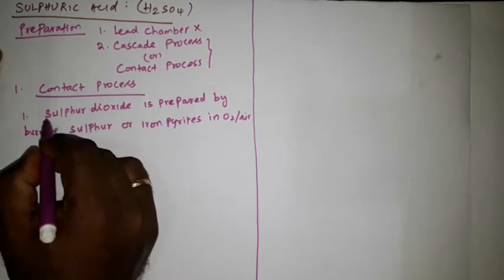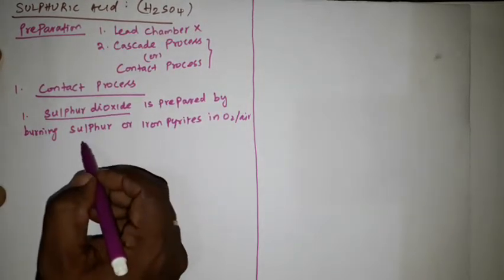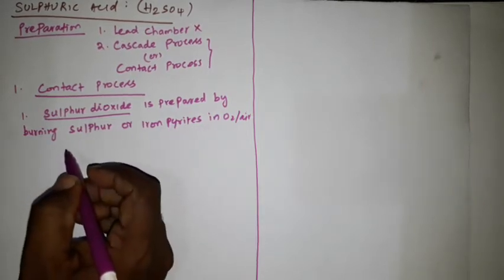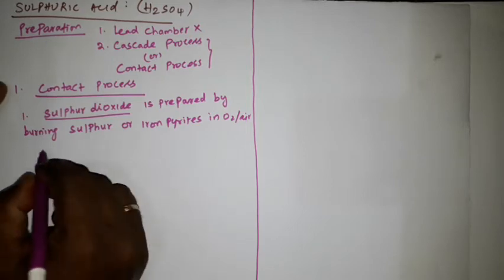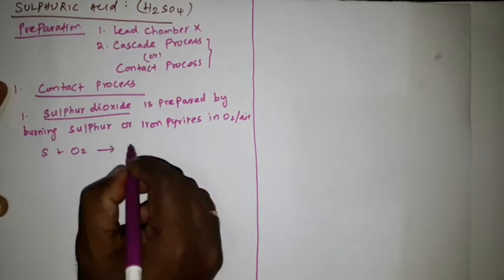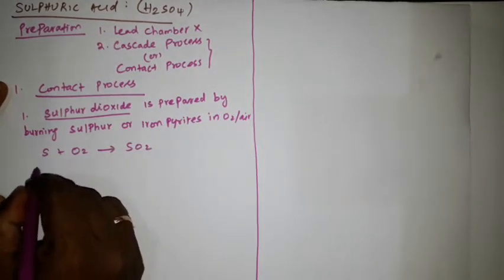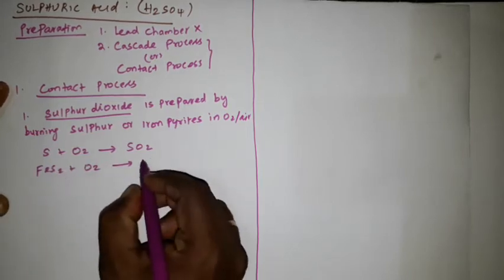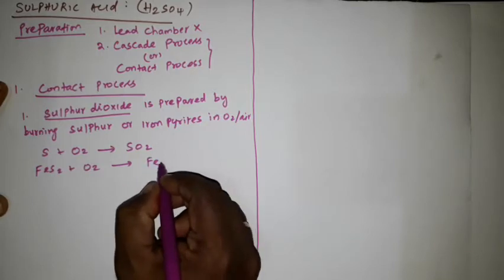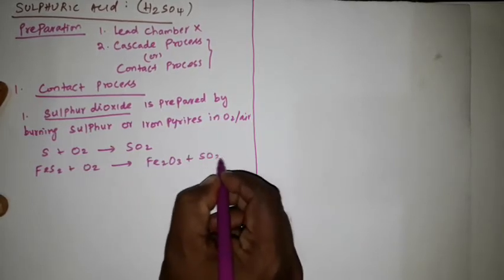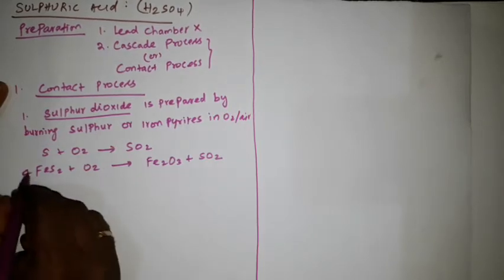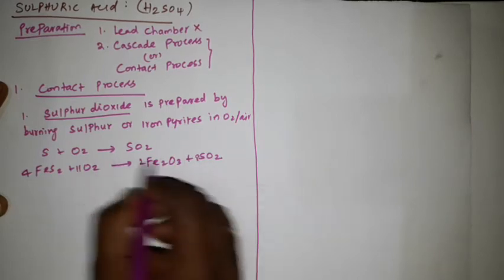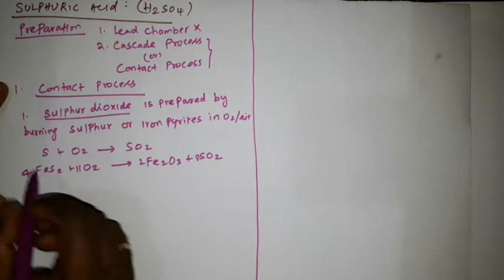So in first step we are going to make sulfur dioxide, and the sulfur dioxide is prepared by burning sulfur or iron pyrites in oxygen. Okay. So the equation is sulfur plus oxygen, we can get sulfur dioxide. Then iron pyrites FeS2 plus oxygen, we are getting Fe2O3 plus sulfur dioxide. Here you need to balance the equation, put 4 here, then put 11 here, then put 2, then put 8 here. Now the equation is balanced. Clear? So this is your step 1.